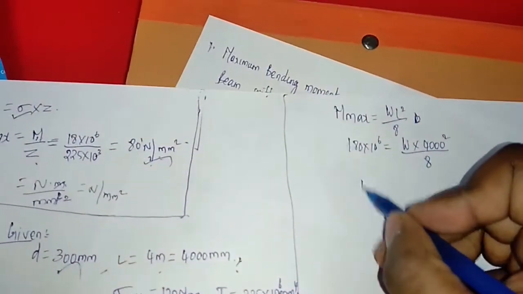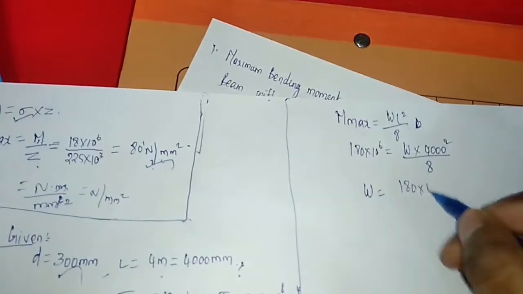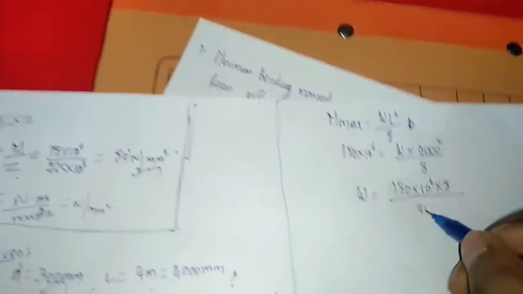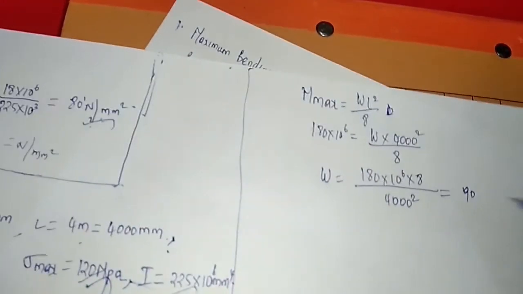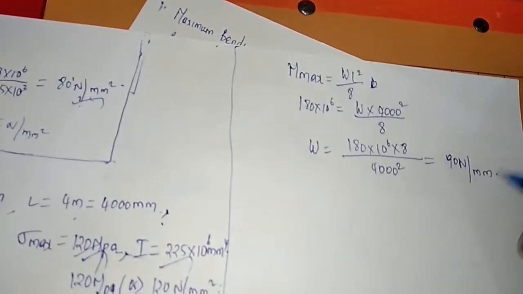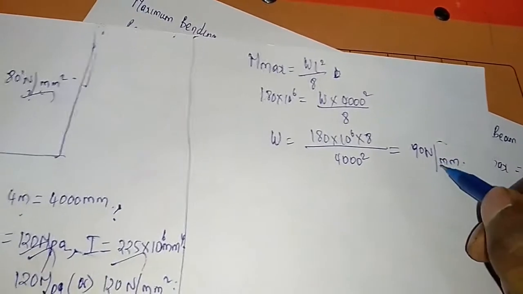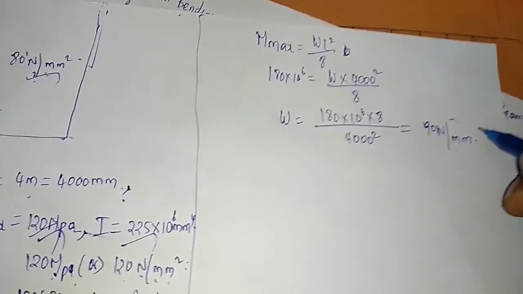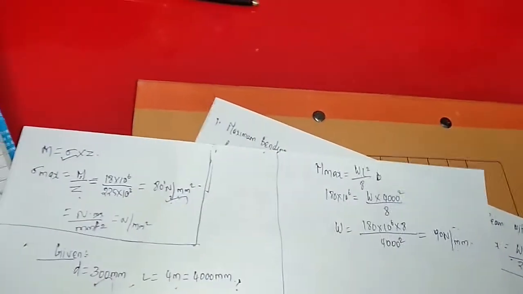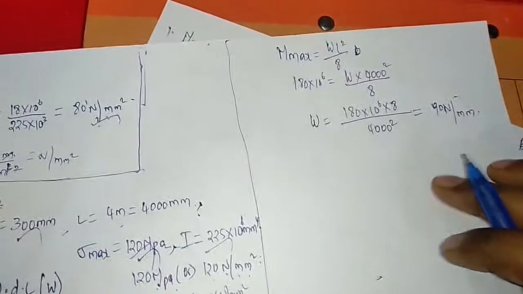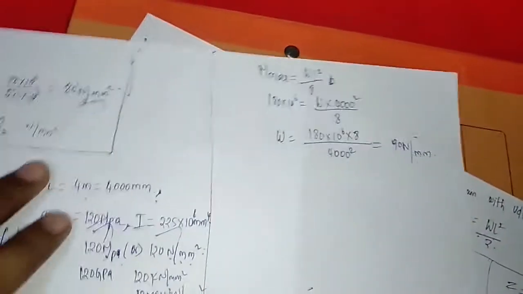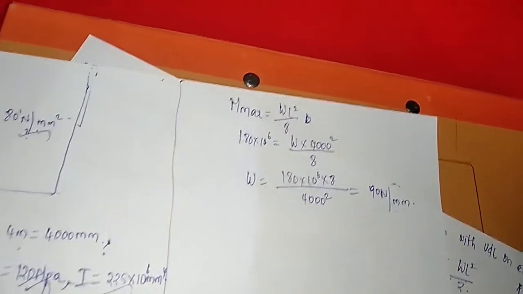Okay, so now take the values, only W. So 180 into 10 to the power of 6 into 8 divided by 4000 square. So your W value will be 90 Newton per millimeter. So what is the unit for load? That is Newton per millimeter. For stress it is Newton per millimeter square. For UDL it is Newton per millimeter. So this is how we will calculate your maximum bending moment for a given beam section.